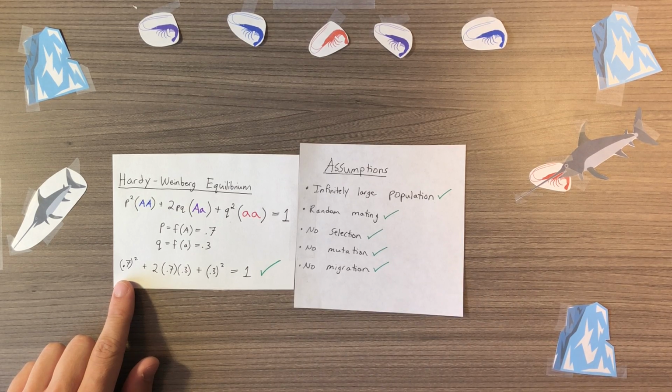population. If the population is at equilibrium, then the frequencies of the genotypes can be determined by the equation listed here, where P is the frequency of the big A allele and Q is the frequency of the little a allele. When the P and Q values found earlier are plugged in, we see that our population of shrimp satisfies the equation for Hardy-Weinberg equilibrium.